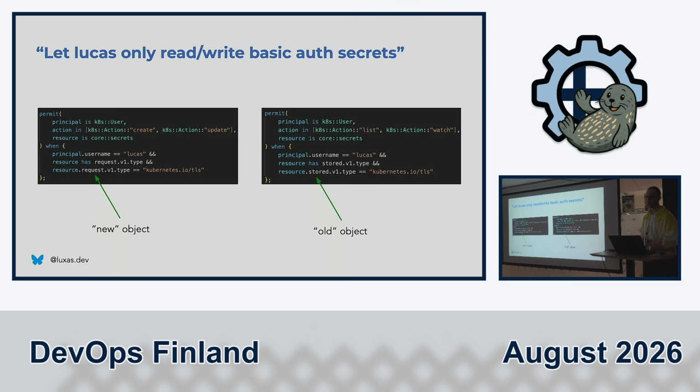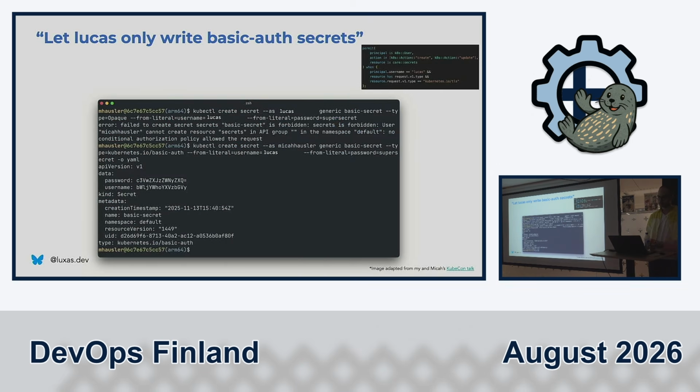So, for example, write and list secrets would work in a similar way. Lucas can create and update when the type is this, or Lucas can list and watch when the type is this on the old object. How it would look, for example, is if I try to do something that violates this policy, it says forbidden, and otherwise it lets the request go through for writes.